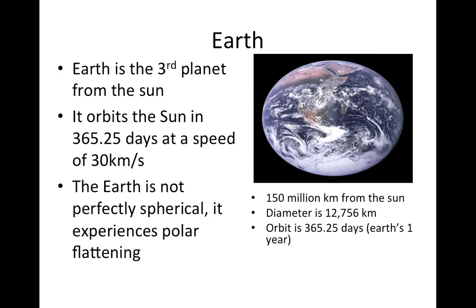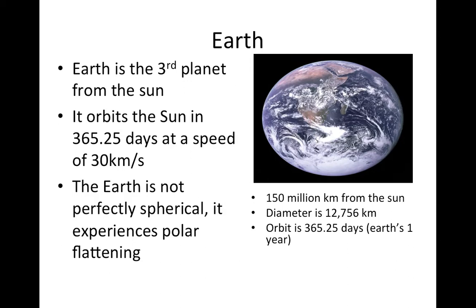Now, we're onto our own planet, Earth. Earth is the third planet from the sun. It orbits the sun in 365 1/4 days at 30 kilometers per second. Earth is about 150 million kilometers from the sun, or to be more specific, 149.6 million kilometers. The diameter of Earth is 12,756 kilometers.